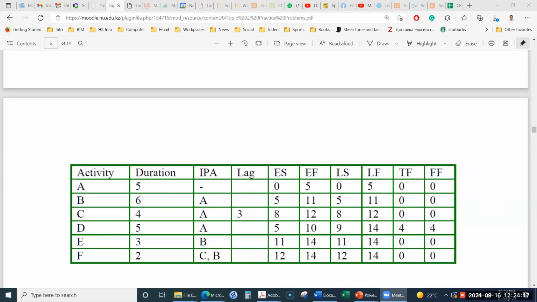Free float. If you want to calculate the free float, what you have to do is, let me draw it over here. Okay. So suppose you have an activity, so FF is free float, or sometimes in other software or books, it is also called the free slack. Okay, FS.